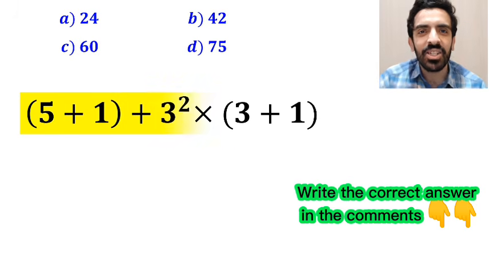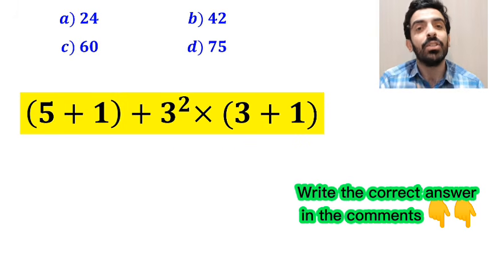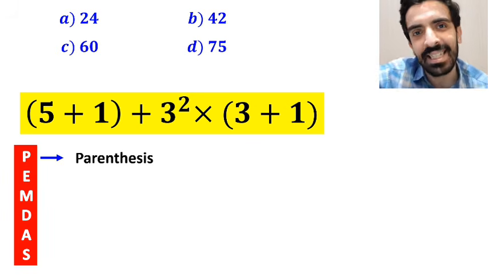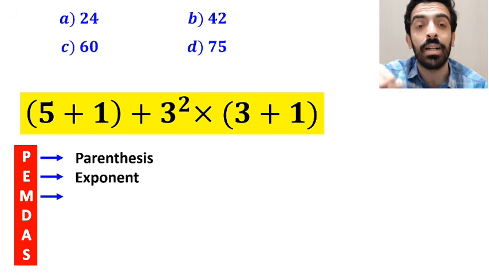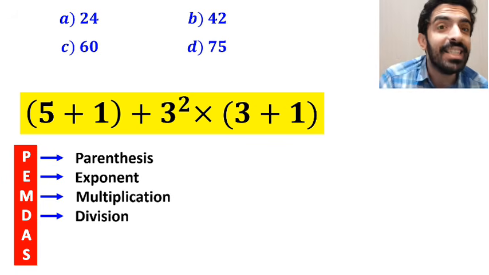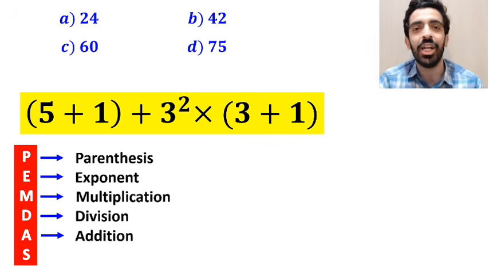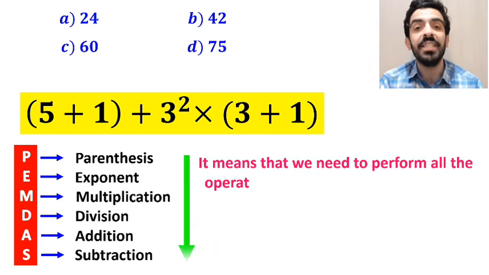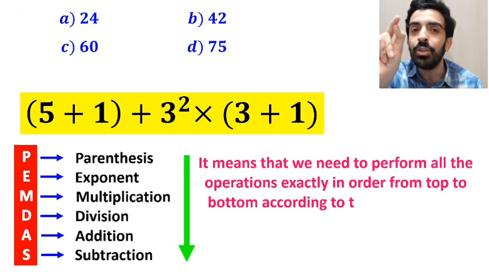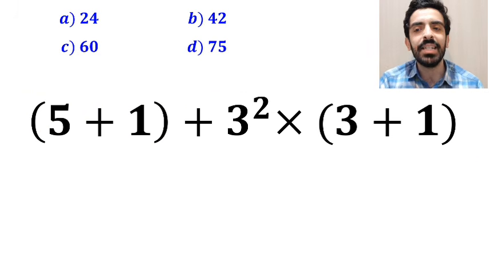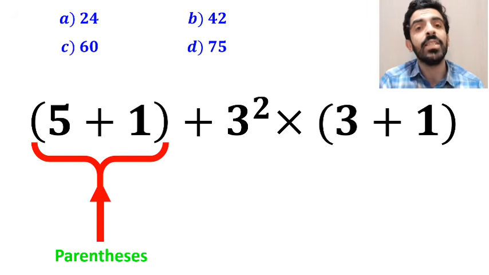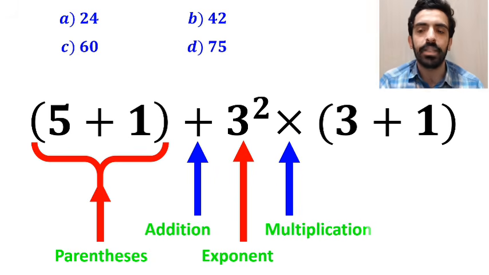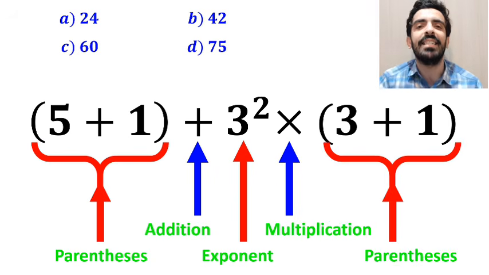Alright, now let's go through this question step by step and solve it together. To solve this question, we must follow the PEMDAS rule step by step. In this rule, P stands for parentheses, E stands for exponent, M stands for multiplication, D stands for division, A stands for addition, and S stands for subtraction. It means that we need to perform all the operations exactly in order from top to bottom according to the PEMDAS rule. Alright, as you can see on the screen, in this expression, first we have parentheses, then an addition sign, followed by an exponent, then a multiplication, and finally another parentheses.